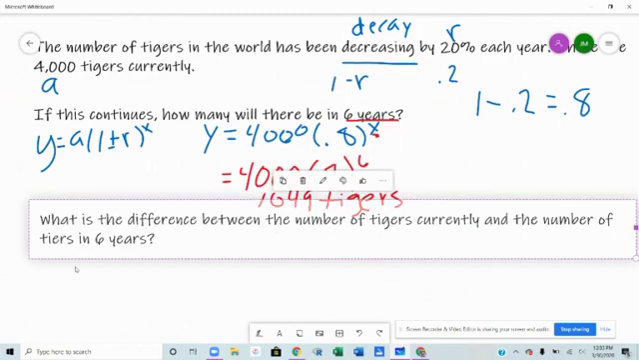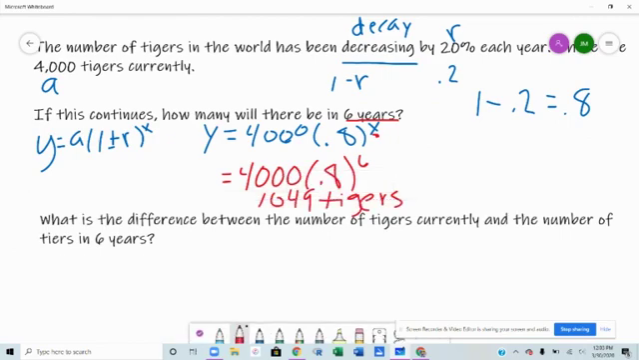The next question says, what is the difference between the number of tigers currently and the number of, this should say tigers, and the number of tigers in 6 years? So what is the difference? Mathematically, what does the difference mean? It means to subtract.